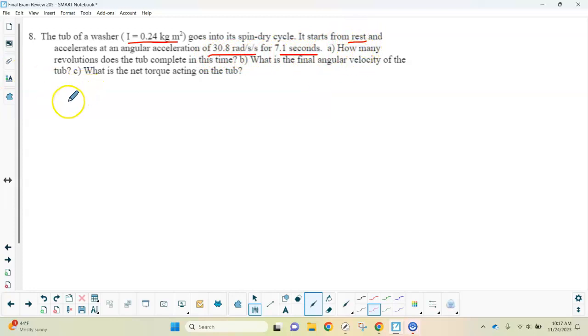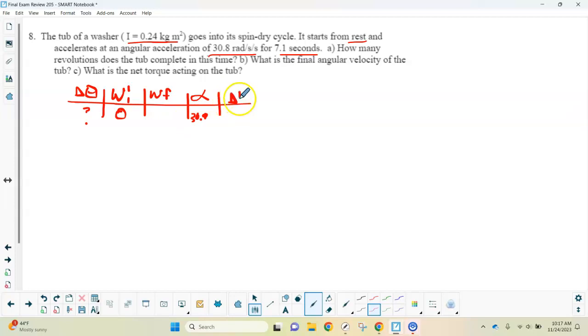How many revolutions does a tub make? With kinematics, it's just angular or rotational kinematics. So delta theta, we're looking for how many times it goes around. So that's theta. Omega I, it said it was at rest, so that's 0. Omega F, we don't know. Alpha is the acceleration, that's 30.8 rads per second squared. And then the time is 7.1. So we have enough information. We have 3 out of 5. We're looking for theta, so we're going to use the one without omega F.